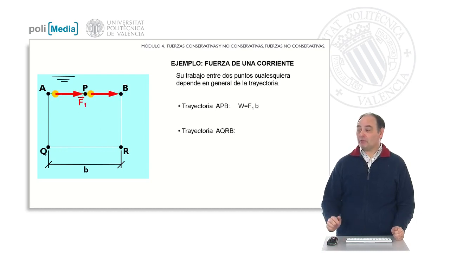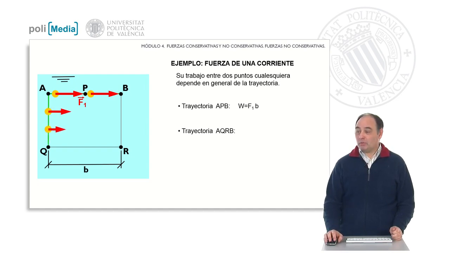First of all, if we go along the direct path APB, what we have is the particular case already analyzed before, which is that we simply have to multiply, for being of the same direction and sense in a rectilinear trajectory, the modulus of the force by the distance traveled, F1 times B.